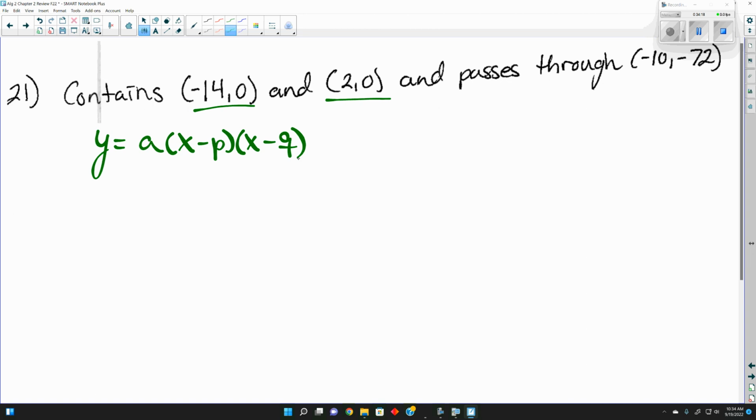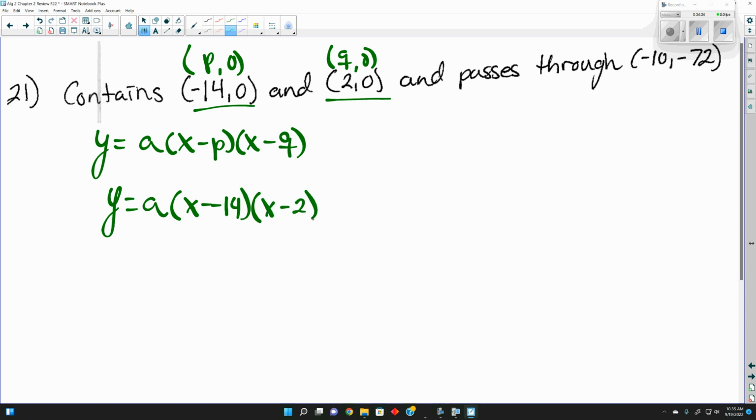Now, because it told us the 2 points, this is p comma 0. This is q comma 0. So we already know most of this here: a times x minus 14 times x minus 2. Well, the negative 14 is going to become plus 14. Any questions on this here so far?